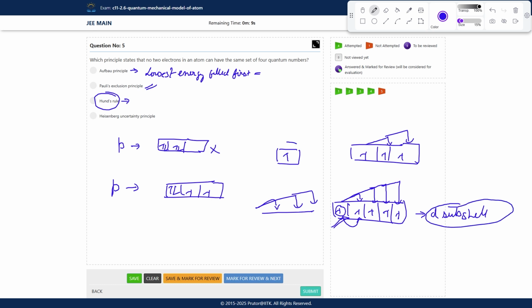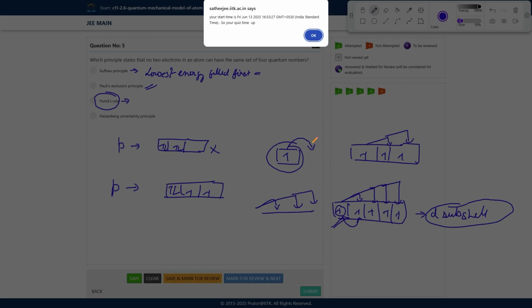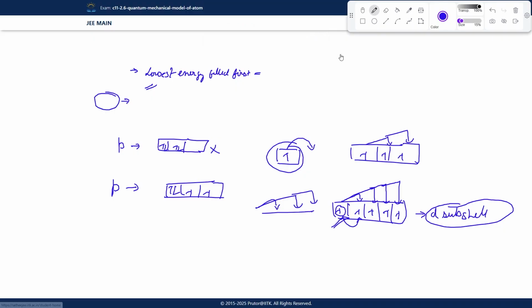But if you consider the case of the S subshell, there is no exchange possible here. You can see it cannot go to any of the neighboring orbitals because only one orbital is possible for the S subshell. So your time is ended for this test. I hope you got the answer, that your correct answer will be the Pauli exclusion principle.